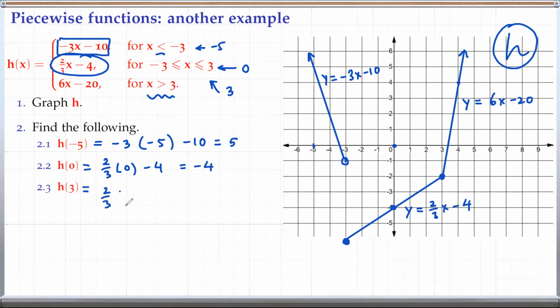So 2/3 times 3 minus 4. That will be 2 minus 4, which is negative 2. So h of 3 is negative 2.